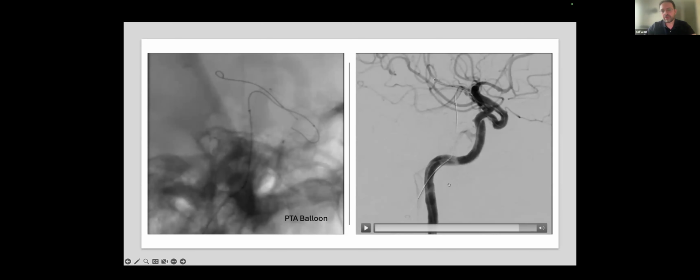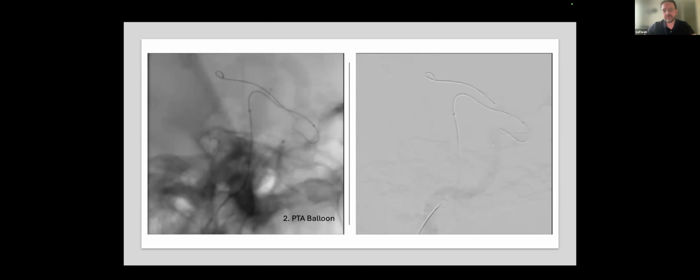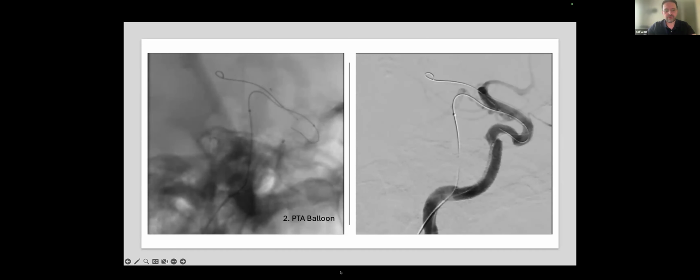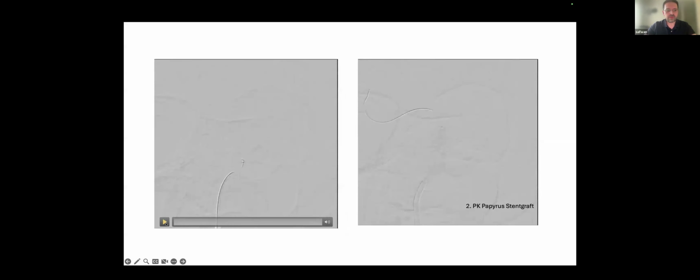So I used another balloon again. And then using the other balloon, I pushed all the material down. The balloon pushed the stent down and I went back to the initial situation almost.